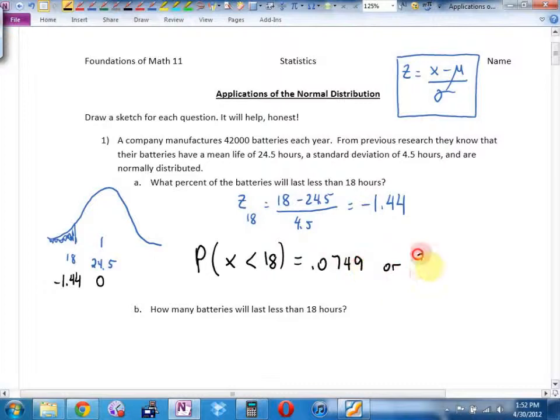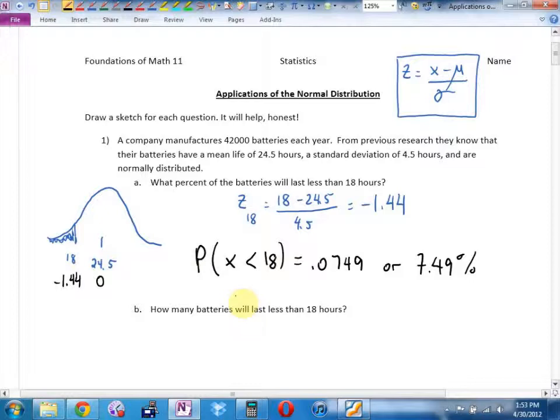Or 7.49%. If they want to go to a percentage, I multiply by 100, which means the decimal moves over 2 spots. As I said, you can also write out the probability is. However, I'm going to start to use that notation, so I may ask you questions with that notation gradually, so get familiar with it.